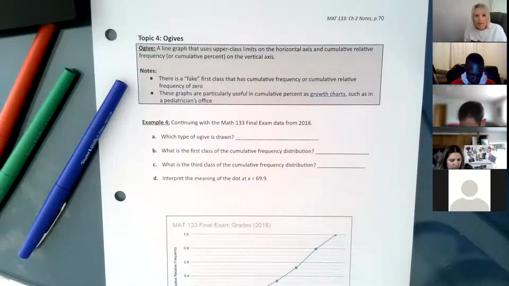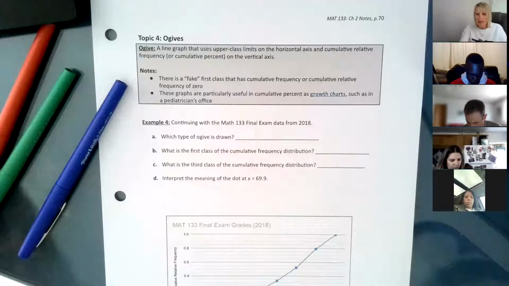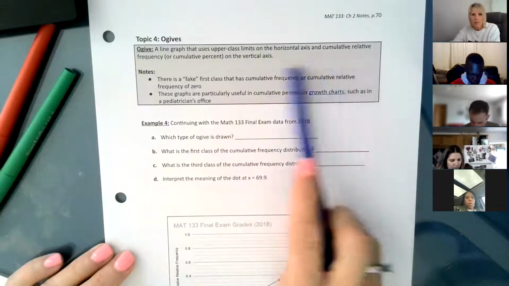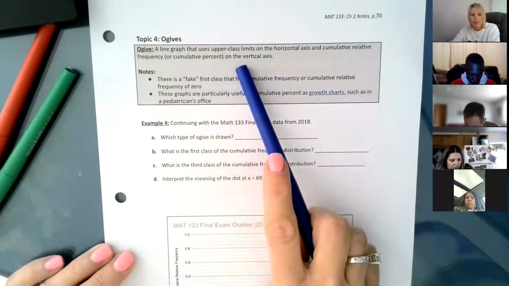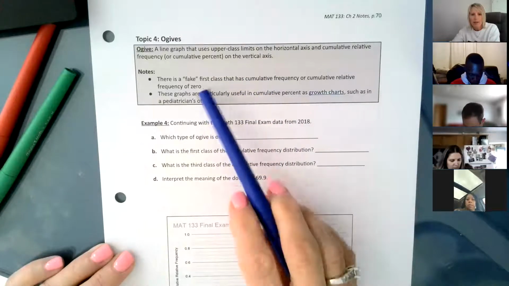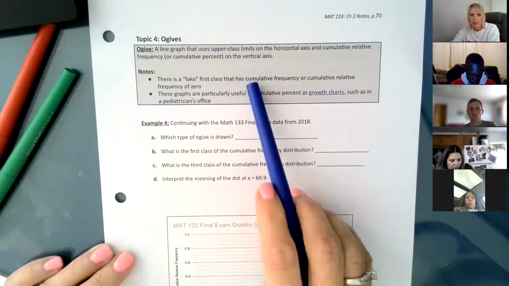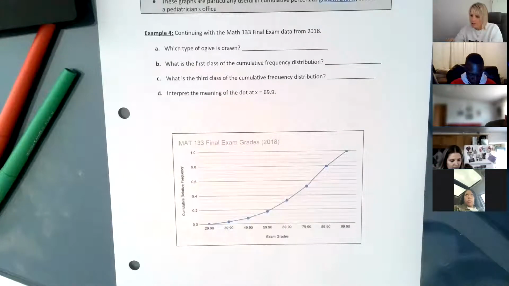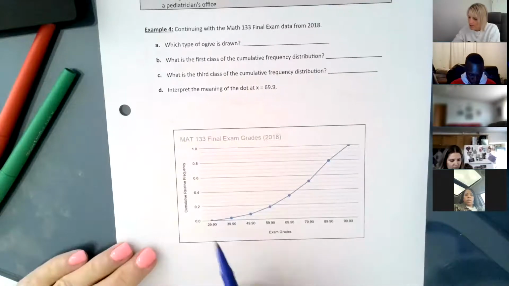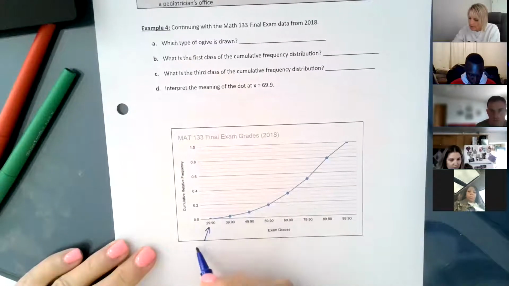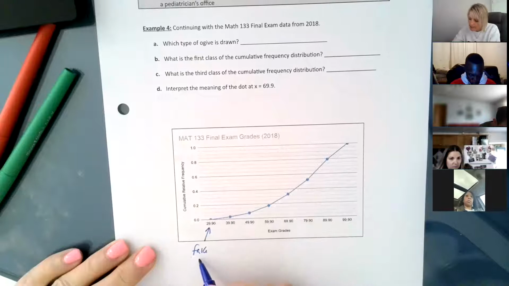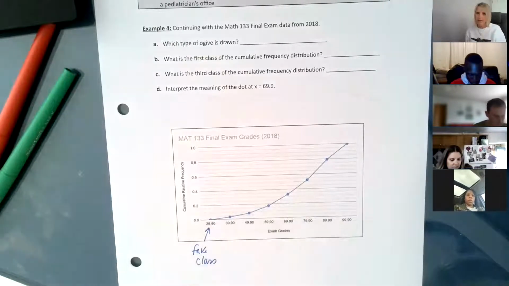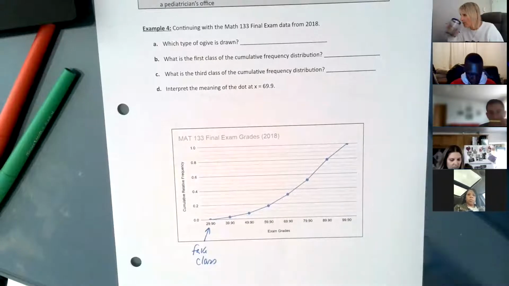Okay, so an ogive is a line graph that uses upper class limits on the horizontal axis and cumulative relative frequency or cumulative percent on the vertical axis. There is a fake first class that has cumulative frequency or cumulative relative frequency of 0. So let's just mark it. This one is a fake first class. It's important to know that because there's an ogive, I think, on the Chapter 2 review worksheet.